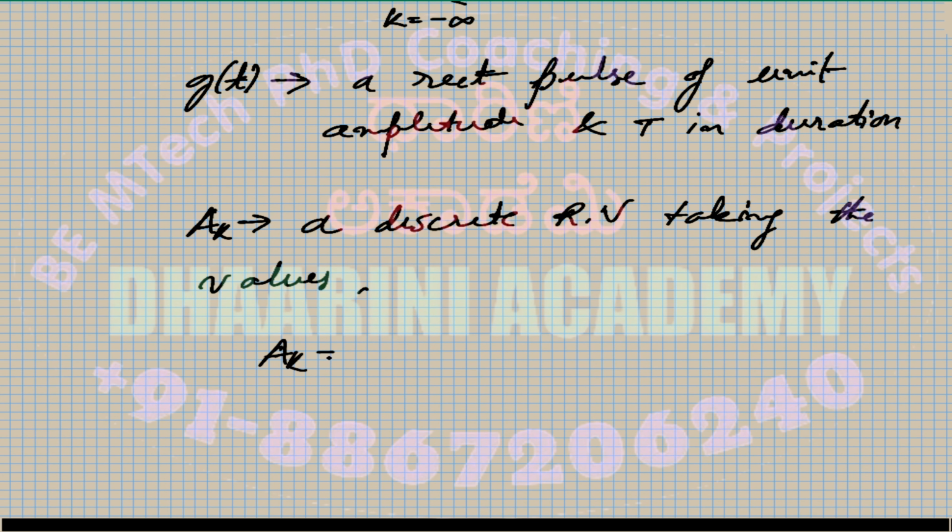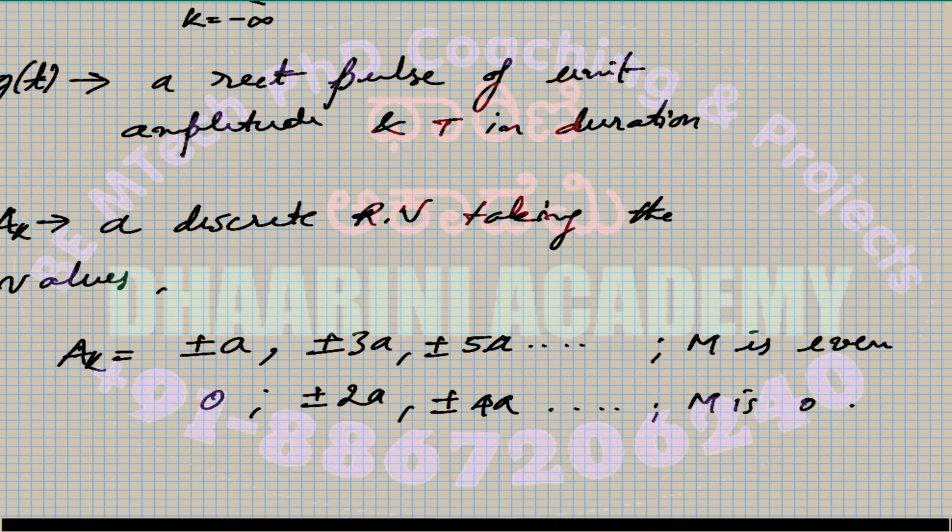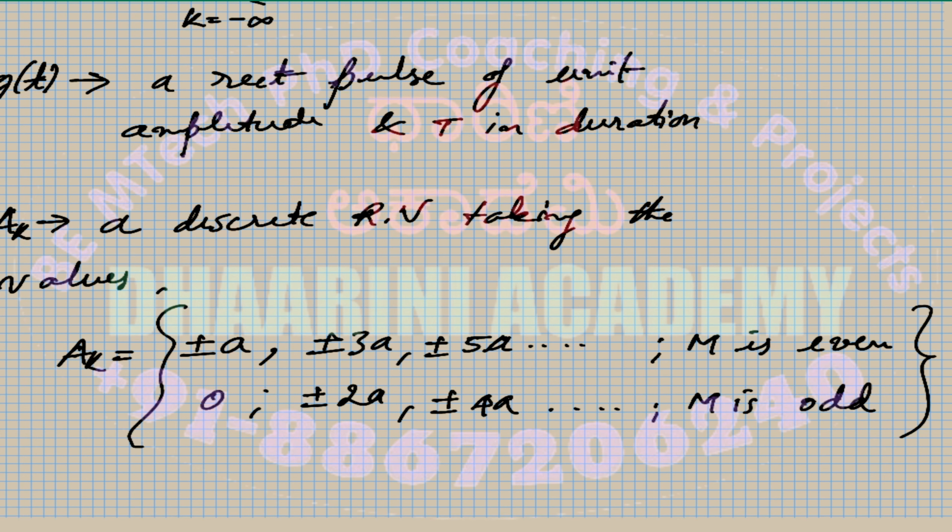So AK is equal to, let me write, plus or minus A, plus or minus 3A, plus or minus 5A, and so on. These values will be taken when M is even. Let's understand this later. First, let's write. Okay, so this is 0, then plus or minus 2A, plus or minus 4A. This is when M is odd. So let's assume that we have, say, M is equal to 4.